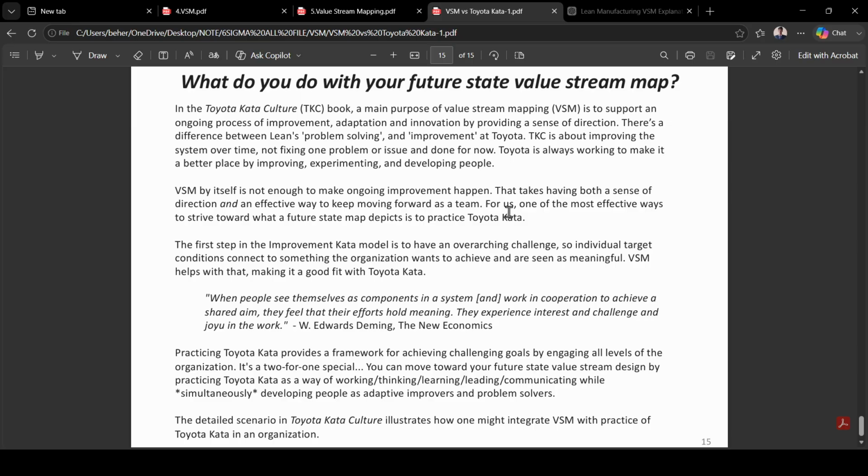So in conclusion, value stream mapping is a powerful lean manufacturing tool that helps the organization visualize processes, identify waste, and create a more efficient production system.